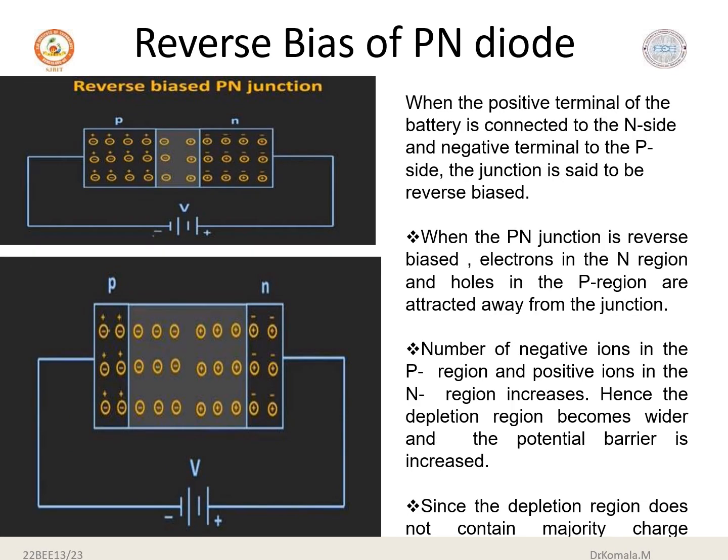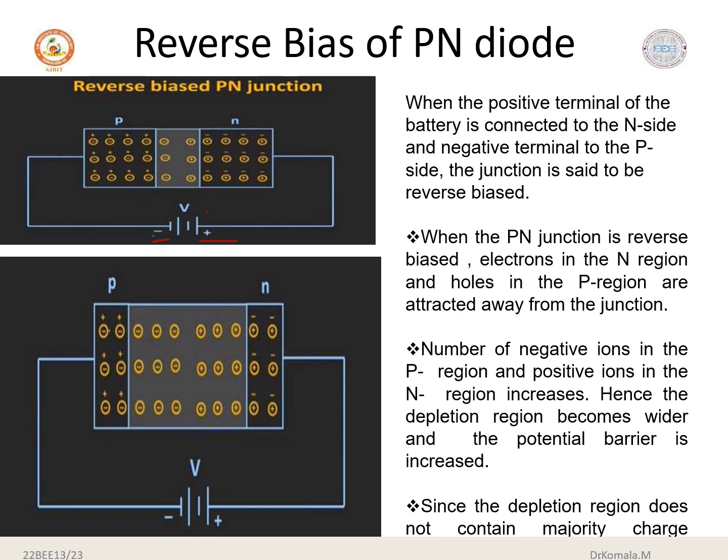Coming to the third condition, that is when the diode is reverse biased. When do we call the diode reverse biased? Whenever we connect the positive terminal of the battery to the N side and the negative terminal of the battery to the P side of a PN junction diode, it is said that the diode is connected under reverse bias condition.